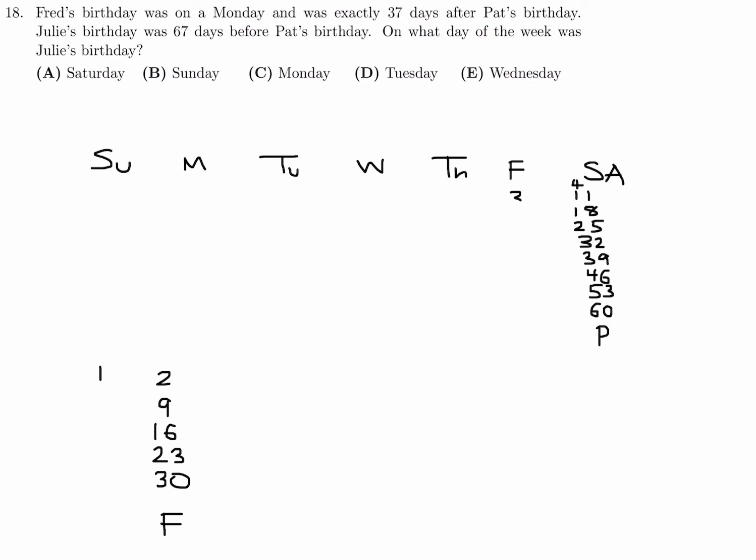So this is 3, this is 2, this is 1, and this is Julie's birthday. So Julie is on a Tuesday. So number 18, the answer is D.